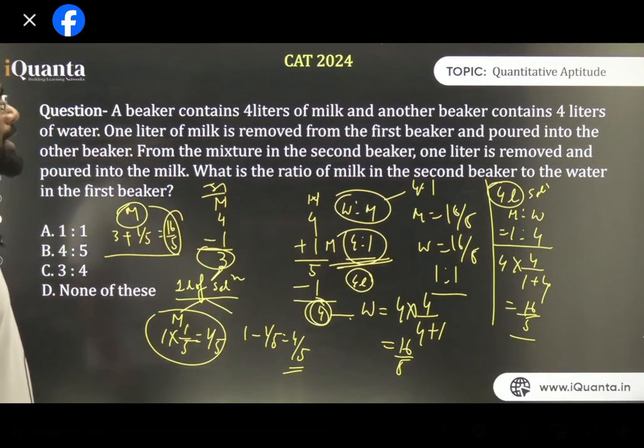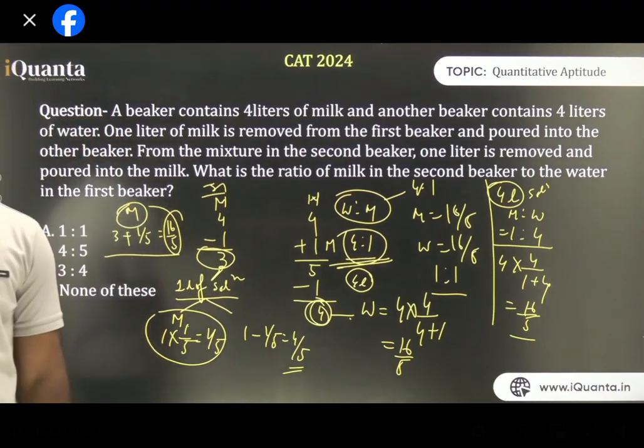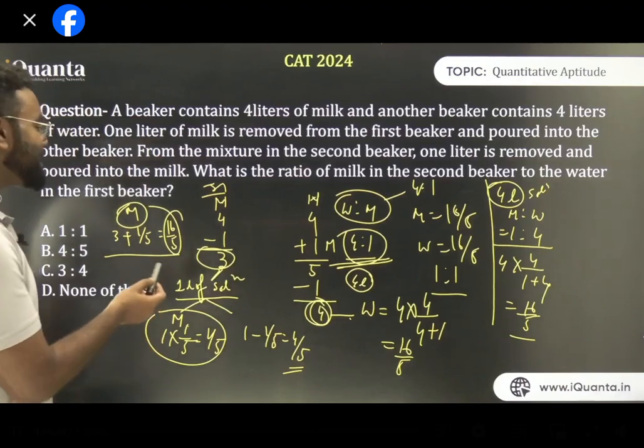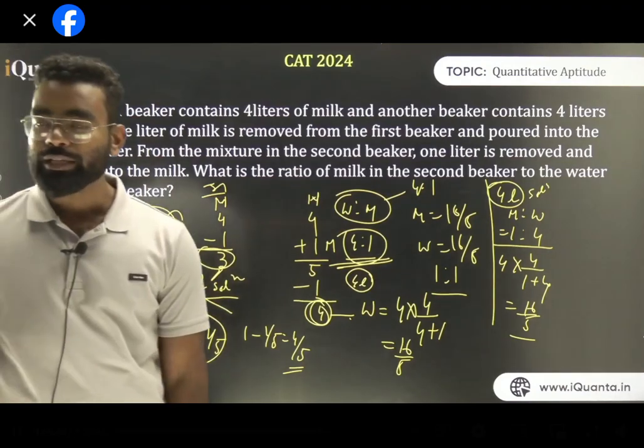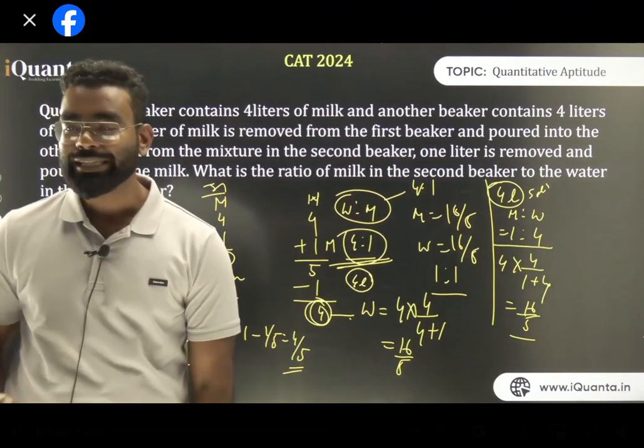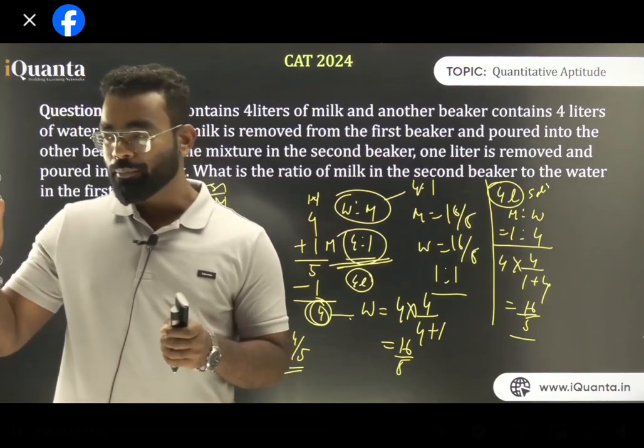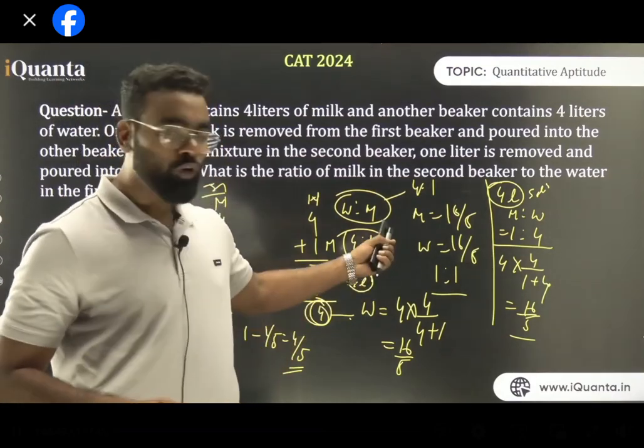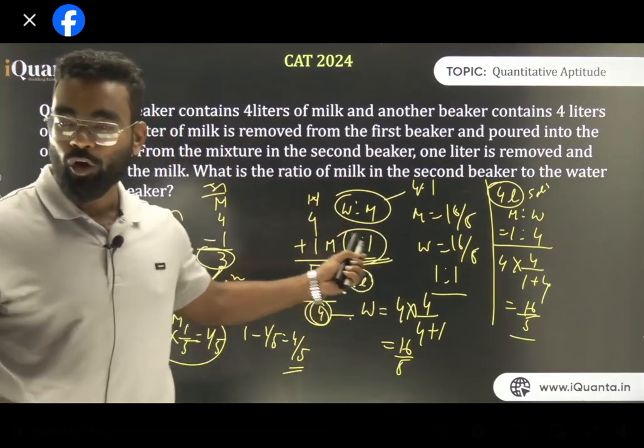What is the milk in the second beaker to the water in the first beaker? So that's why I have done the opposite. Like I have done milk in the first beaker to water in the second beaker. If you do it the opposite also, that is also the same. So that's why I'm saying, if the amount of milk and the amount of water, this ratio will be always the same.